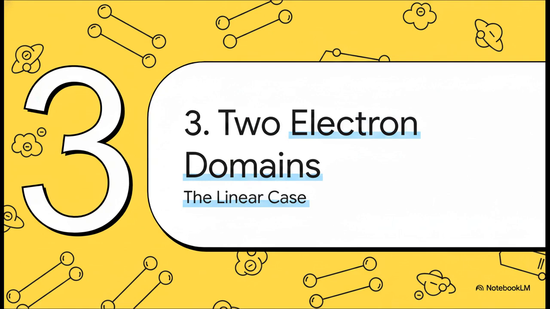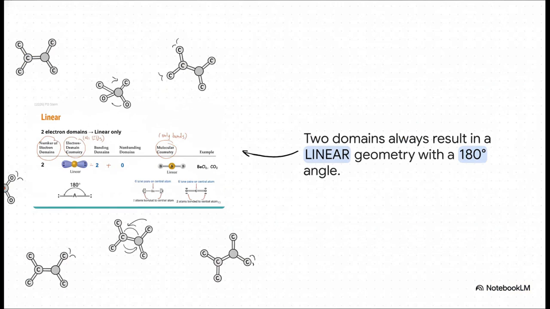Section 3, 2 electron domains. We're starting with the easiest one. So if your central atom only has 2 electron domains and no lone pairs, this is a no-brainer. To get as far apart as possible, they're going to go to opposite sides, right? That's a 180-degree angle. So the electron domain geometry and the molecular geometry, they're exactly the same, linear. Think of something like carbon dioxide, CO2. It's a perfect straight line.